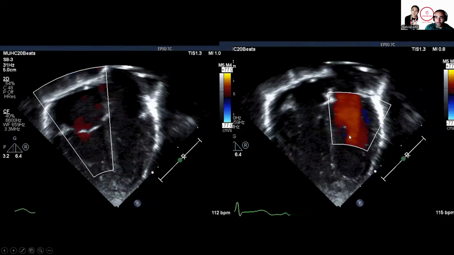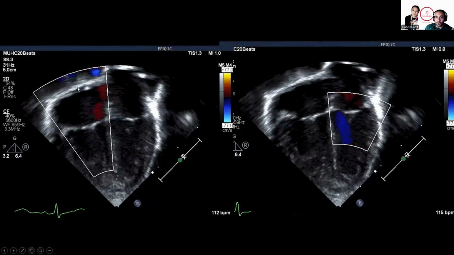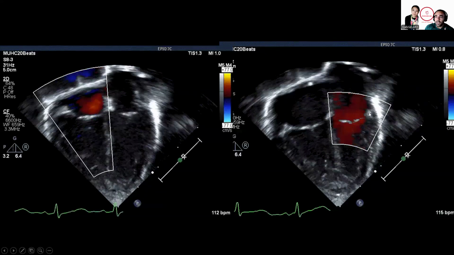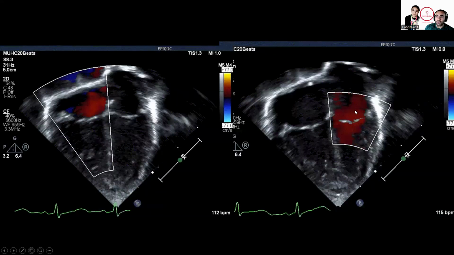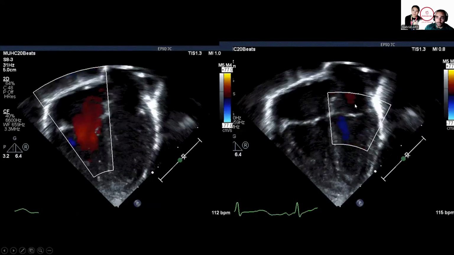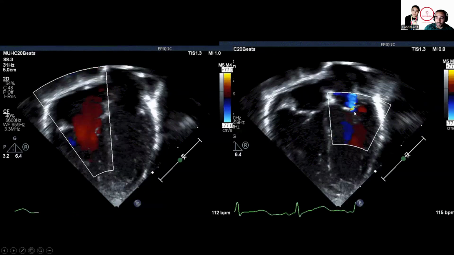So I see blood flow filling my left ventricle. It's important to have this to make sure we're not facing mitral stenosis, where the valve doesn't open. And you can see that there's a trace of mitral insufficiency too, where there's this bit of blue jet when the valve is closed.